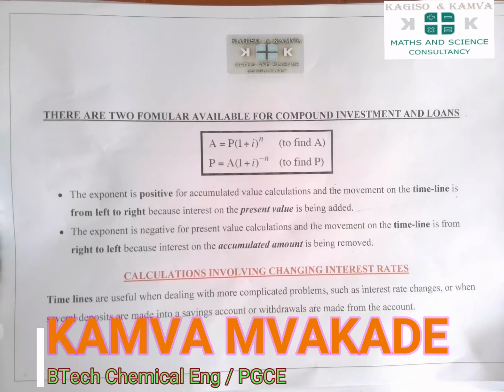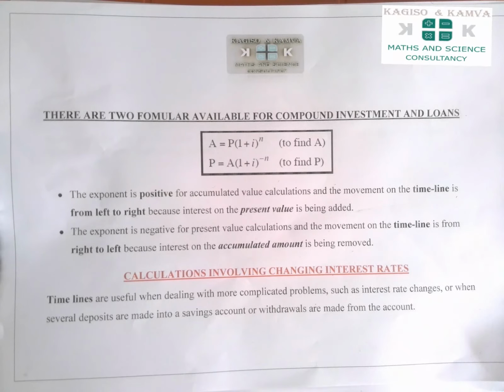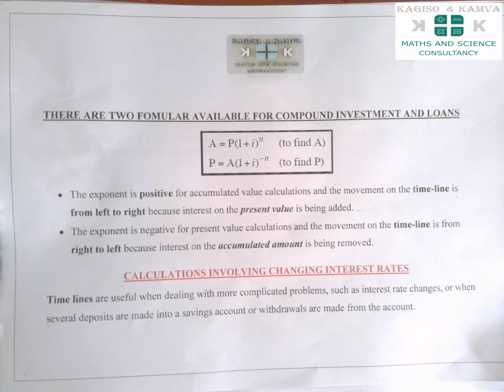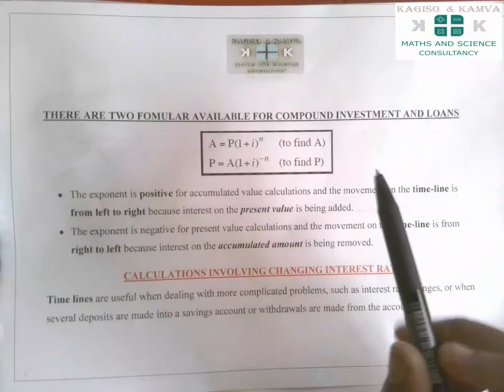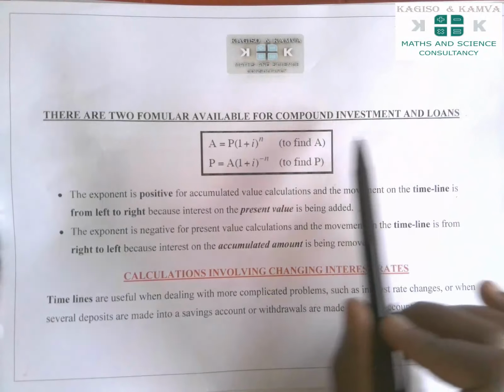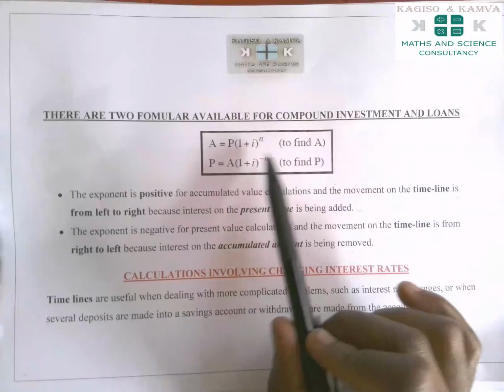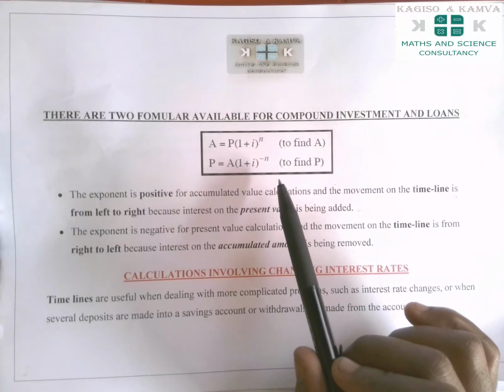We are continuing with financial mathematics. Today we will be doing calculations involving changing interest and also calculations that involve additional payments and withdrawals. But before we can start with that, I would like us to look into two formulas that are available for compound investment and loans. So we will be having these two formulas that will be vital for the problems that we'll be doing in this lesson.